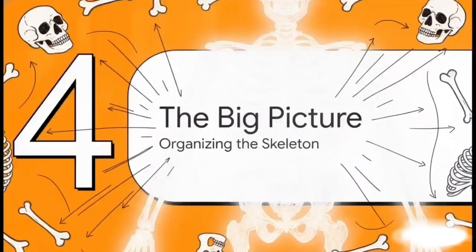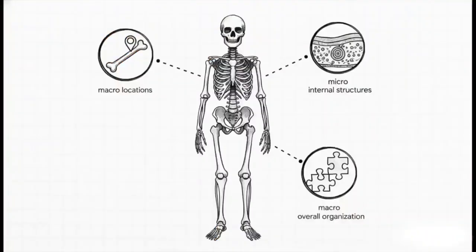And finally, Section 4, The Big Picture, Organizing the Skeleton. So, by taking this structured journey together, we walk away with three main takeaways. First, a way better understanding of the human skeleton as a complete entity. Second, a clear grasp of how different individual bones are actually structured on the inside. And third, a comprehensive view of how all these bones are organized overall. It's really the perfect synthesis. We go macro to learn the locations, we go micro to figure out the internal structures, and then we zoom all the way back out to macro to see how beautifully the whole shebang is organized into one unified system.